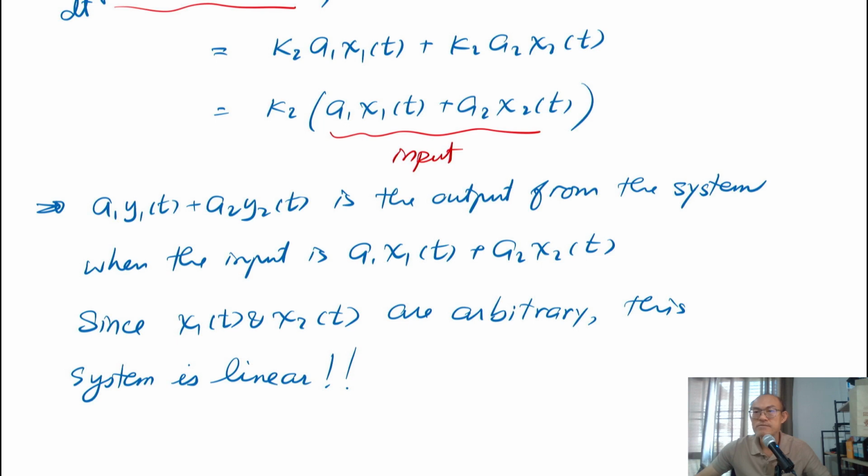Arbitrary means you can plug in x1 and x2 as any signals. Arbitrary means anything.